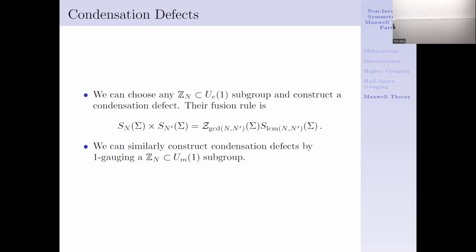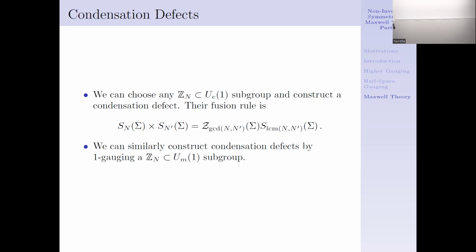Using what I described before, we can easily study the fusion rule of these defects, and it turns out to be something like this, where here we have a condensation defect obtained by condensing a Zn subgroup of the one-form symmetry. This is a condensation defect obtained by gauging a Zn prime subgroup of the one-form symmetry. And their fusion is another condensation defect times a number which depends on the topology of sigma. It is basically a partition function of a TQFT.